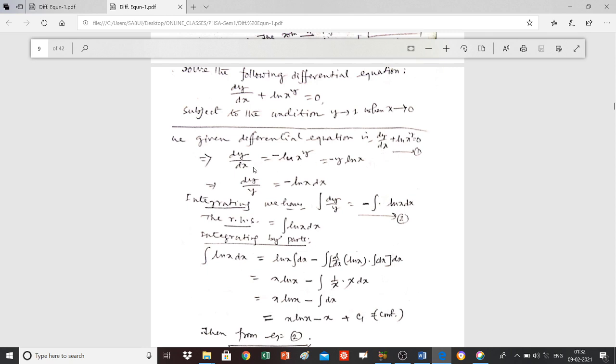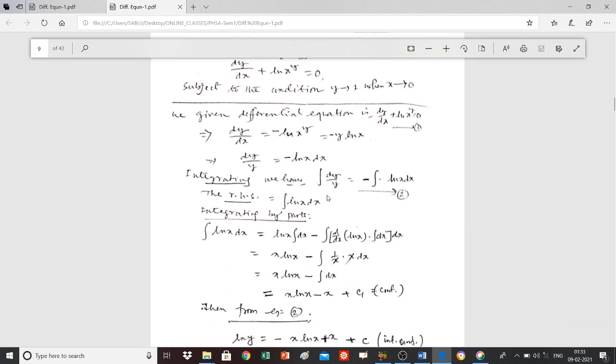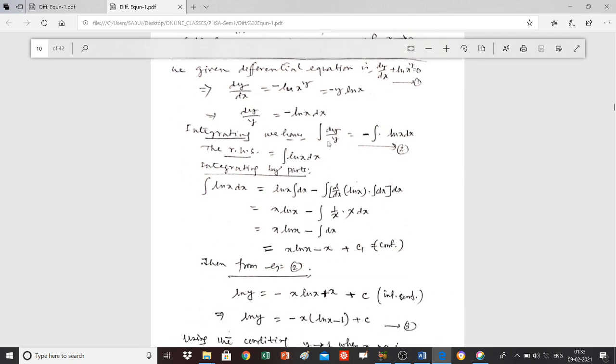Just write it as dy by dx from this relation. Dy by dx you can write as minus log x to the power y, and you know that the power can be taken down. So that can be written as minus y log x. And from here, dy by y is equal to minus log x dx. Just integrate this. Now you have to compute this integration.